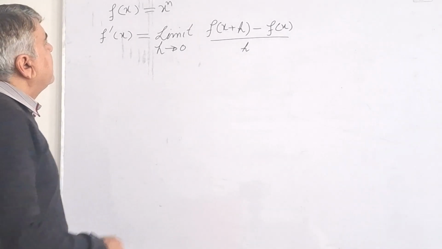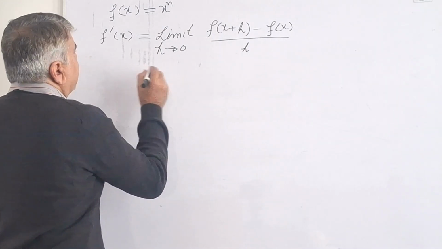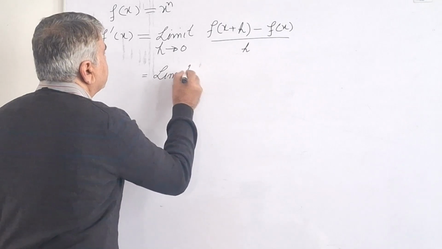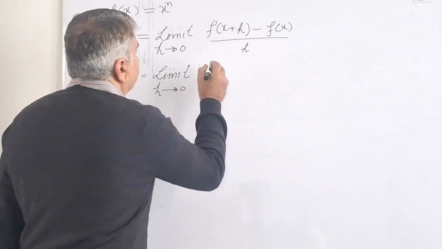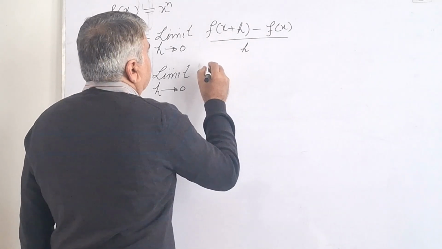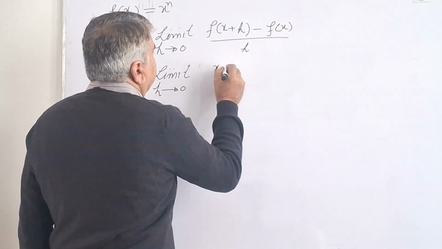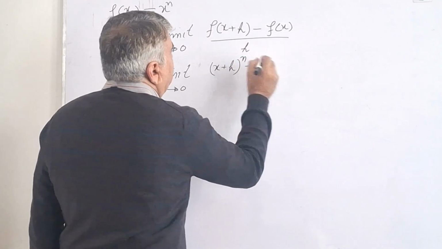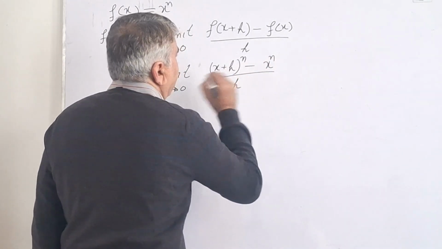So if I use the values in this definition, then I can write that this is in fact equal to limit h tends to 0, where f of x plus h is in fact x plus h raised to the power n, minus x raised to the power n, divided by h.